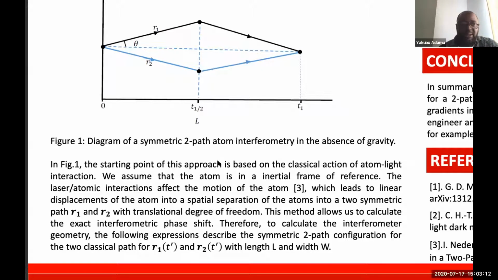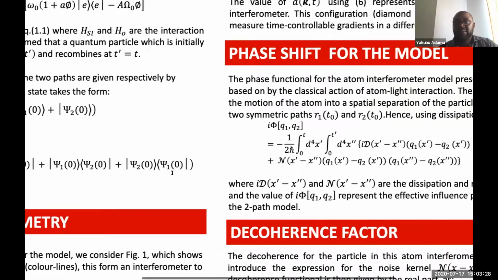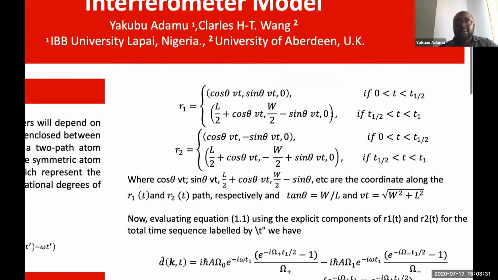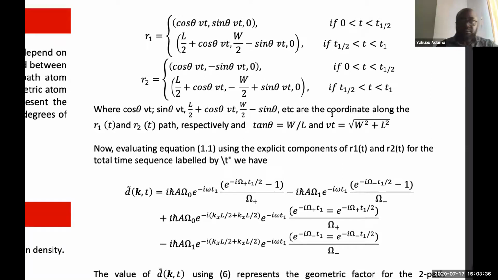So therefore, to calculate the interferometric phase shift, the following describes the symmetric two-part configuration for the classical part. For the classical part, for the first R, we have the coordinates which describe the path through which the atom follows, and the second part which the atom also follows. This represents the coordinates along the two parts.